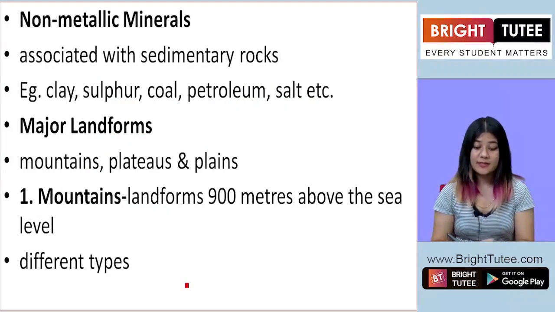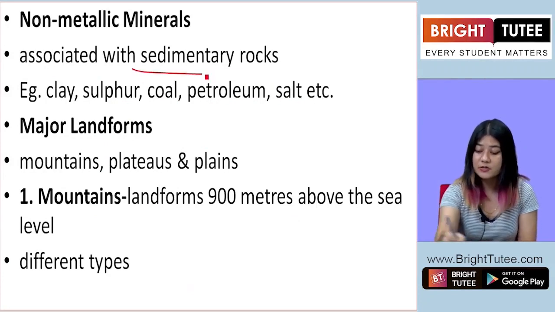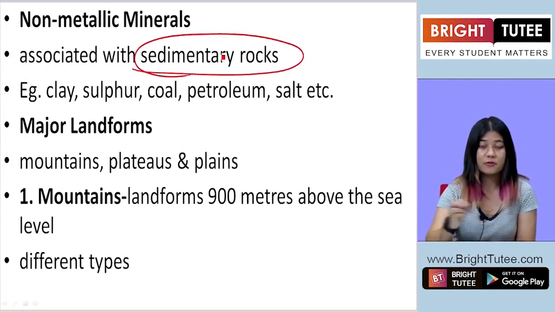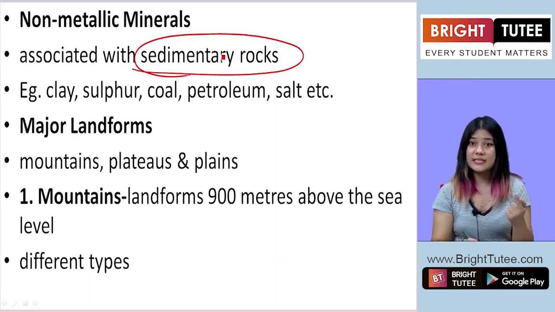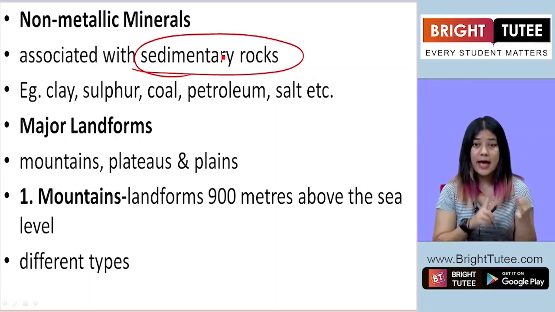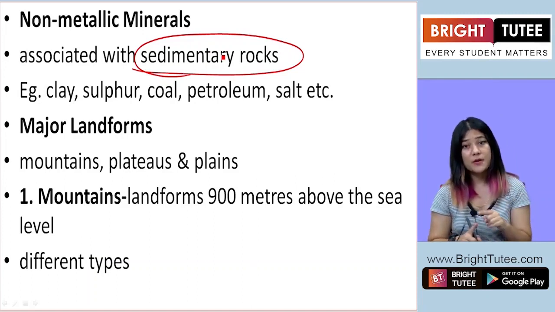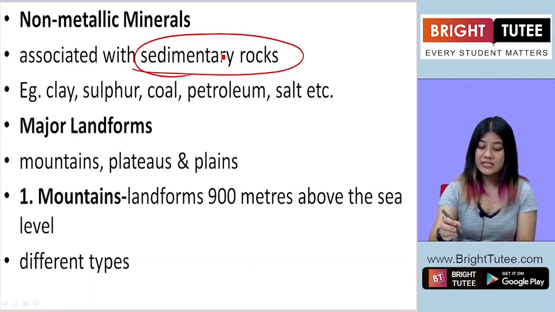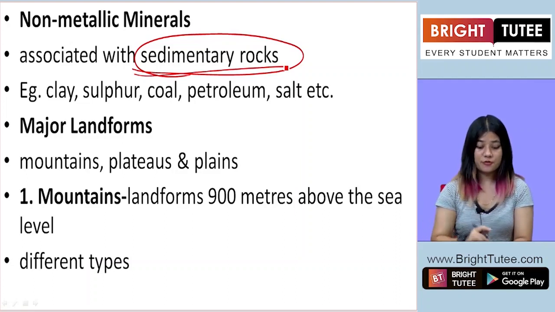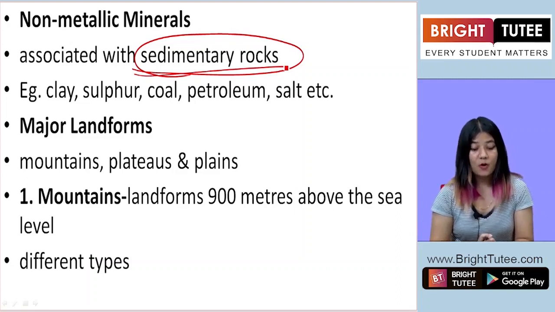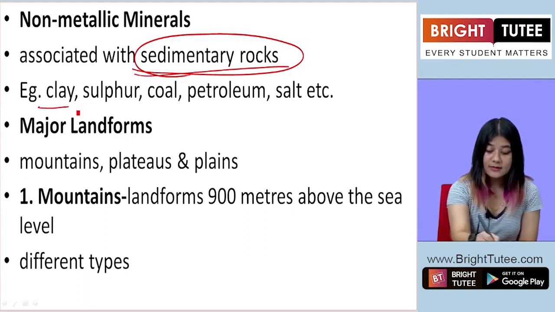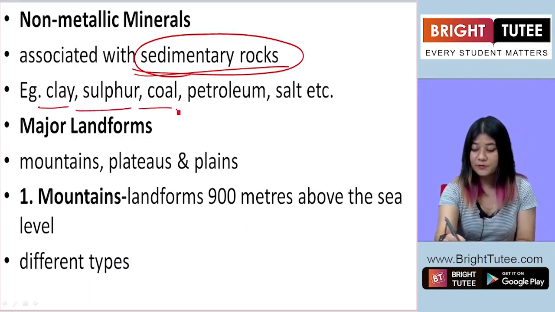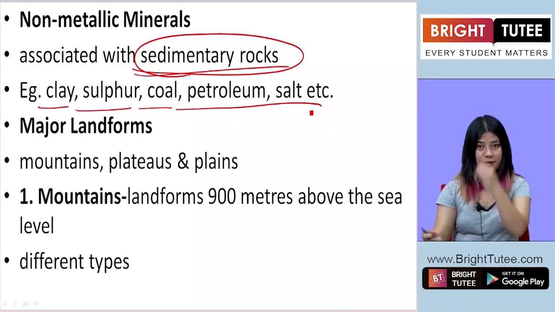Non-metallic minerals are those minerals which are associated with sedimentary rocks. Metallic minerals are associated with igneous and metamorphic rocks, but non-metallic are associated with sedimentary rocks. Some examples of non-metallic minerals are clay, sulfur, coal, petroleum, salt, etc.